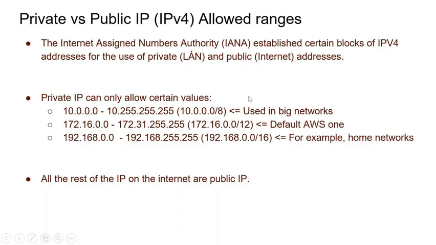So private IP can only allow certain values. The range for private IP is from 10.0.0.0 to 10.255.255.255. This is a range used in big networks. Here /8 is called CIDR, which we will see in a moment. /8 means out of 32 bits, 8 bits are reserved for network ID, and the remaining 24 bits can be used for host ID. So it is used in big networks. This range has been reserved for private IP.